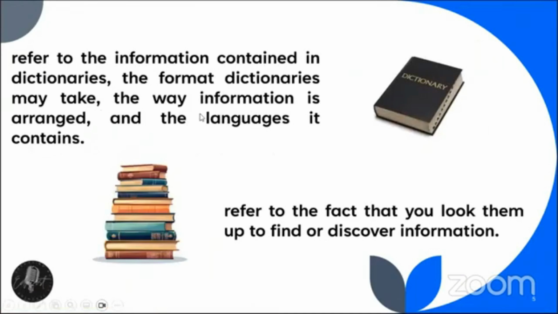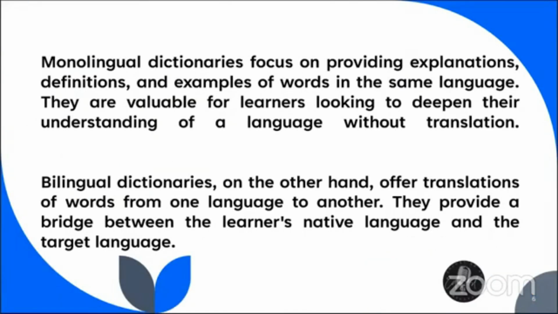So a dictionary in general refers to the information contained in the dictionary, the format of the dictionary. For example, they have the information, how it's arranged, and the language contained. You can tell the information, the pronunciation, the semantic relations, and all that. However, any reference book refers to the fact that it contains information. So how does a dictionary differ from any reference book? The dictionaries, they have types. For example, the reference books, you cannot find the reference book.